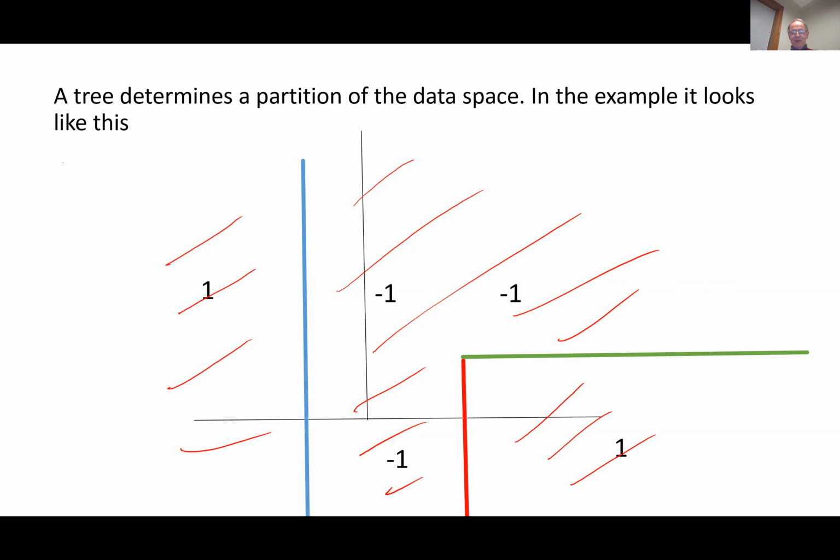The question is, how do we construct a decision tree? If we have a data set, or a supervised learning problem, where we have labels given to us, how do we construct a tree to fit these data?